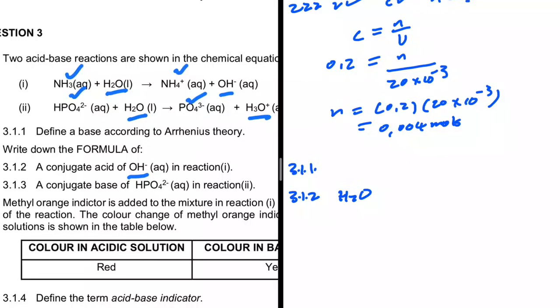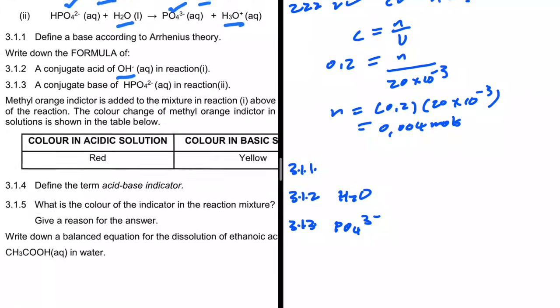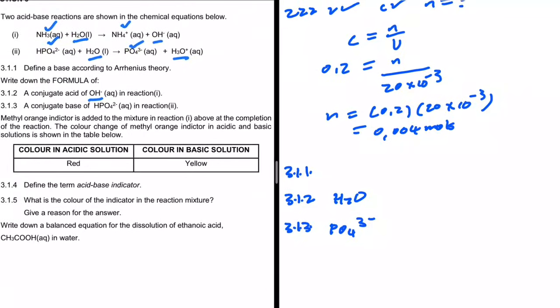So what can we say about that? PO4 to the 3 minus is the conjugate base of HPO4 to the 2 minus because it is what is left after the acid has donated a proton, like we are emphasizing. So the answer to 3.1.3 is PO4 to the 3 minus. And why is that so? It is what is left after an acid has donated a proton. Okay, the question that follows. Methyl orange indicator is added to the mixture in reaction 1.